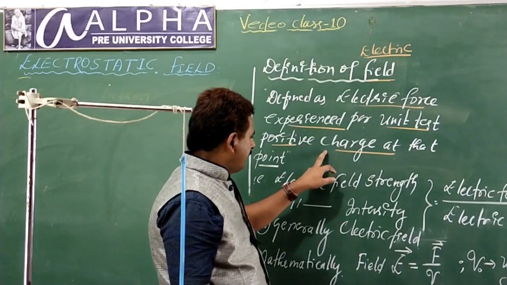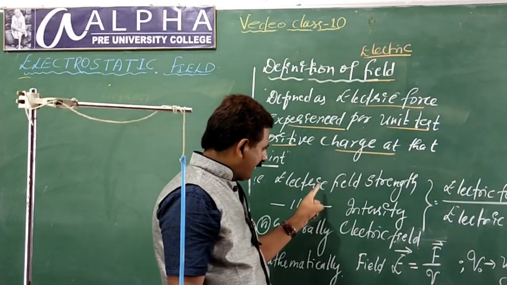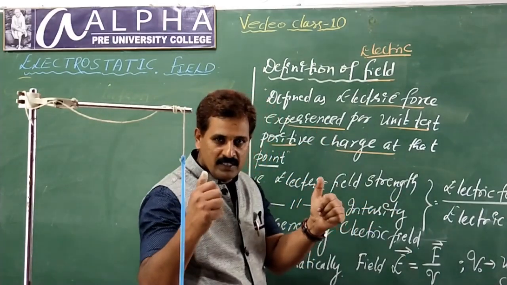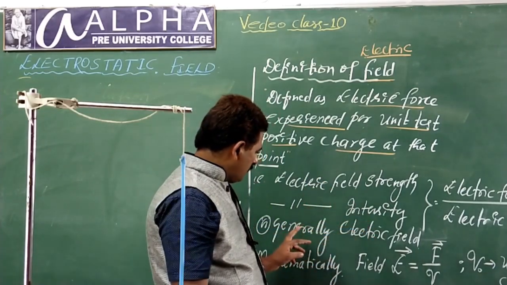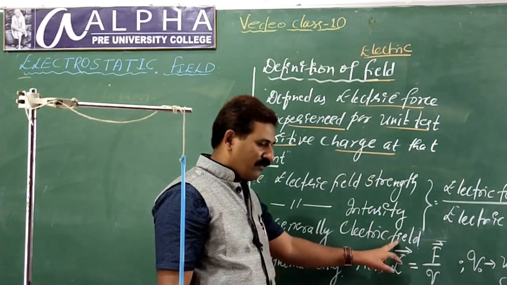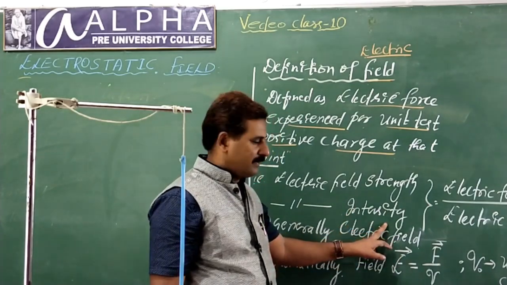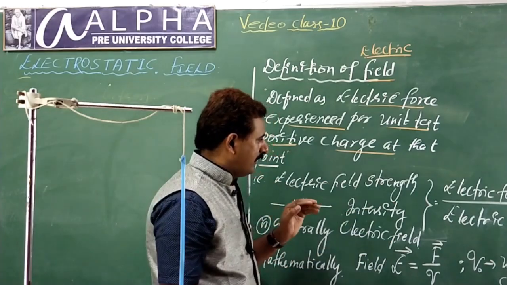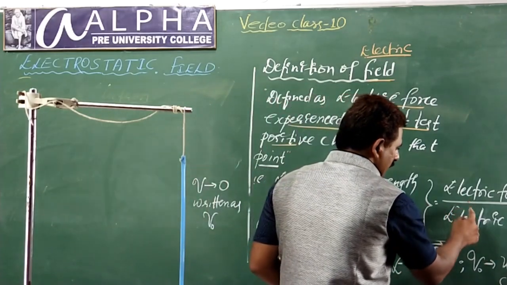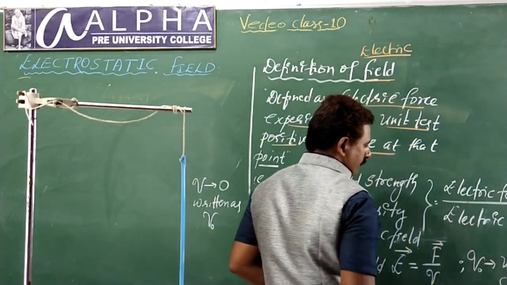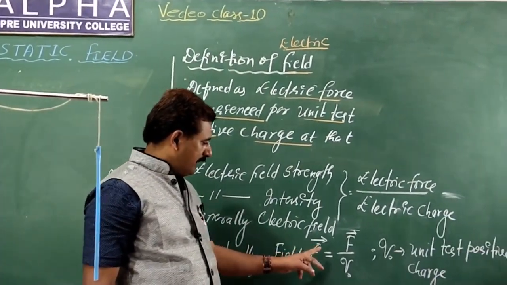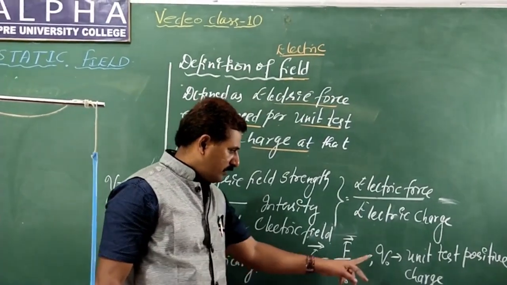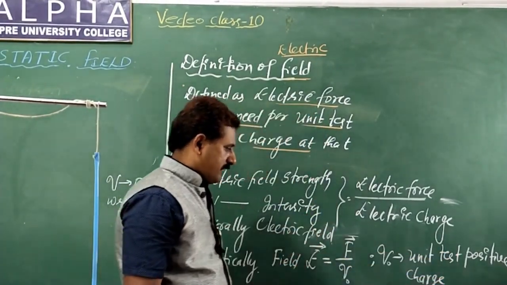When you measure this way, it is also called electric field strength, how much strength is there in the field, or intensity value. Generally even if you say electric field, it means electric field strength or field intensity, defined as force per electric charge, that too unit test positive charge. Mathematically, E equals F by Q naught. What is Q naught? Unit test positive charge.